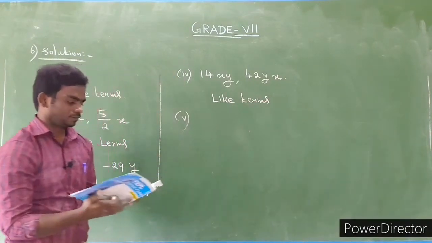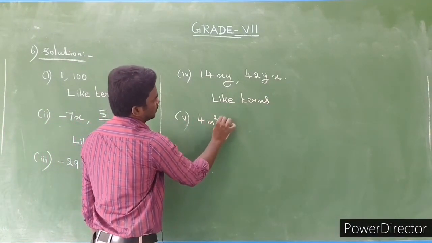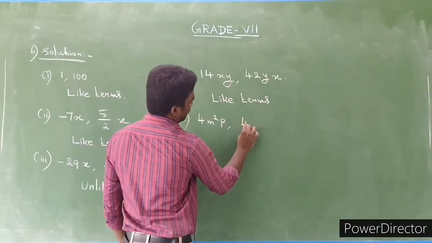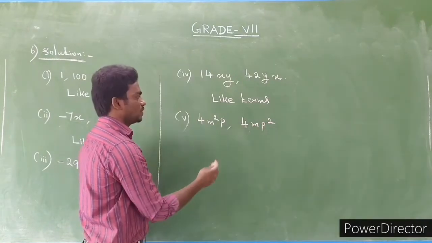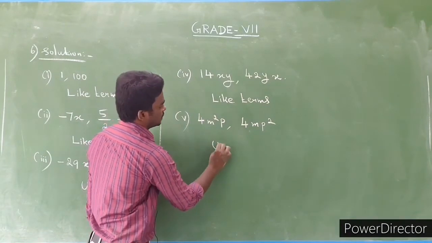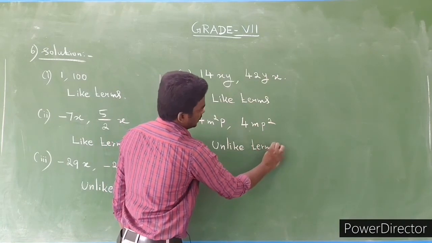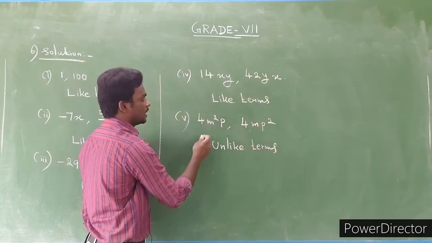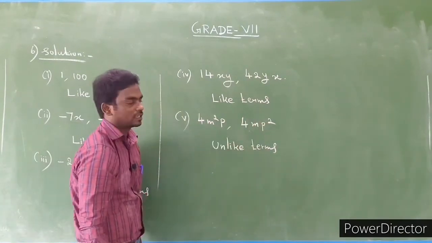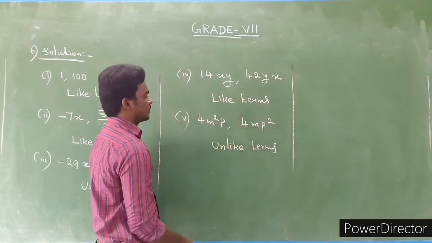Then the fifth one, 4m square p, comma, 4m p square. We know these are unlike terms because the variables of these two terms are different. So this is called what? Unlike terms. In the first one, m is a square term and in the second term m is a single power only. So these are unlike terms because the power of the variable is different.